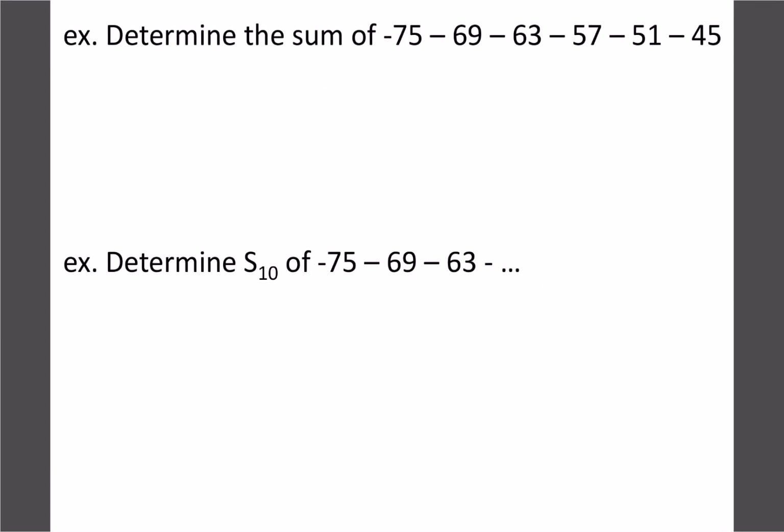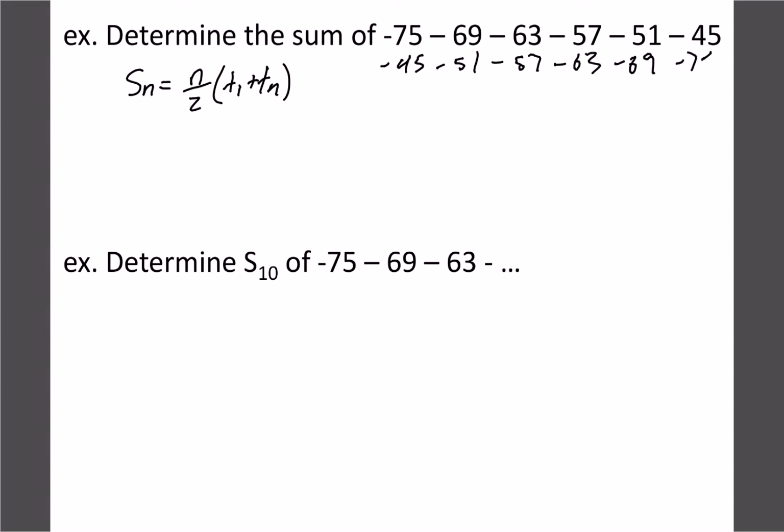So the first one, it says determine the sum of all of these numbers. So our formula that we want to use is n over 2 times t1 plus tn. The reason why this formula works is we can actually write these numbers backwards. If we actually list all of these numbers backwards, like that, and we actually add up each row, so 75, negative 75, and negative 45 gives us 120, negative 120.